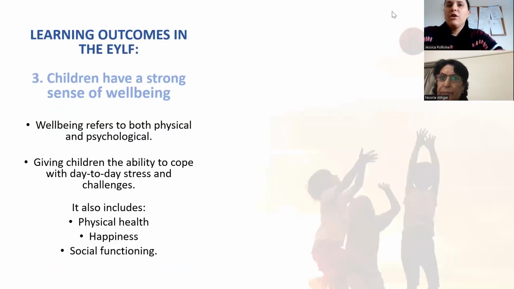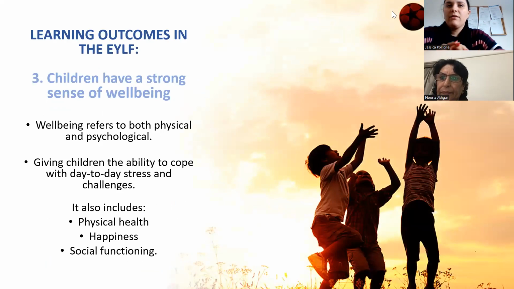Learning outcome 3, children have a strong sense of well-being. So you should be seeing and implementing here well-being that is referring to both their physical and psychological well-being, giving children the ability to cope with everyday stress and challenges. And then also this outcome includes anything with the children's physical health, their happiness, and their social functioning. So that pretty much means how they are being social with their peers and how they're interacting with others in groups.